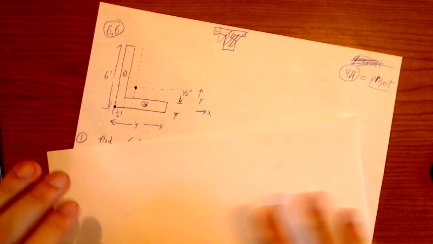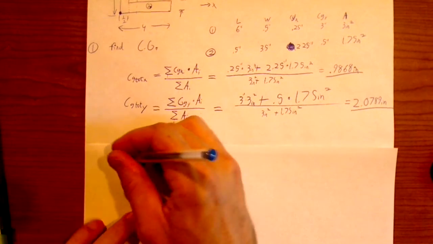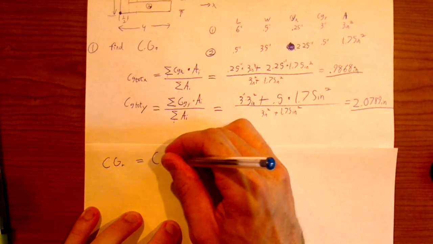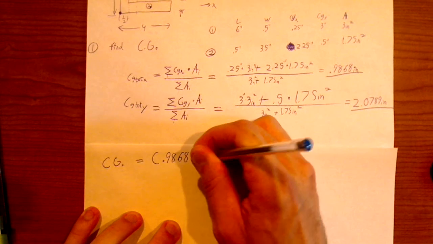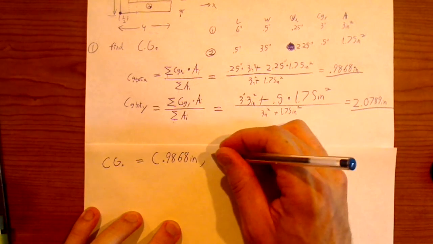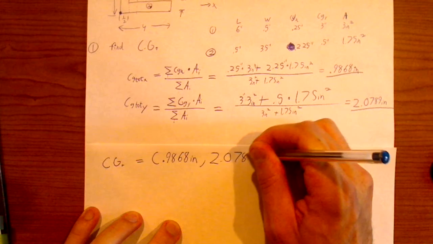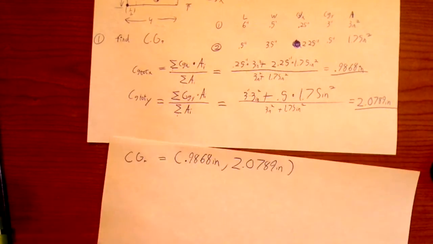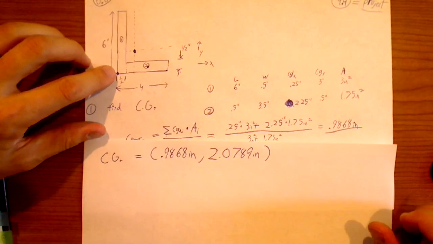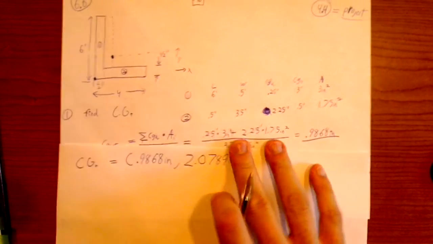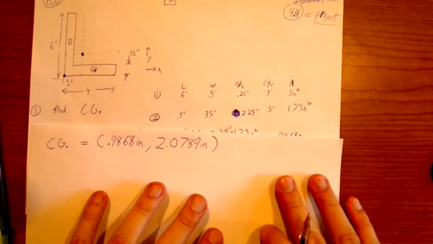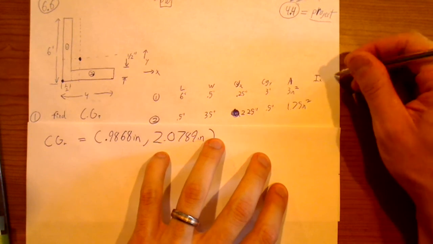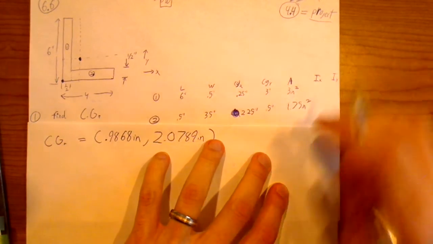So now that I have center of gravity, 0.9868 inches in the x, 2.0789 inches in the y. Now we need to find the actual moment of inertia. So we need an additional property for this table that we did up here. We need to know the Ix and the Iy for these two areas.